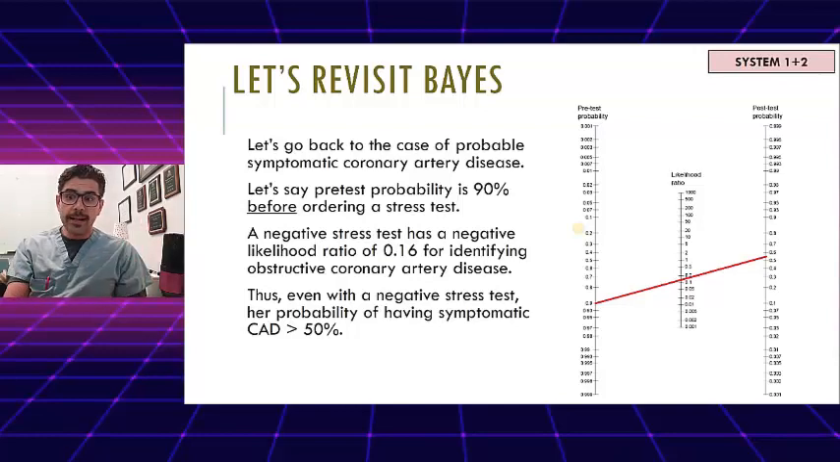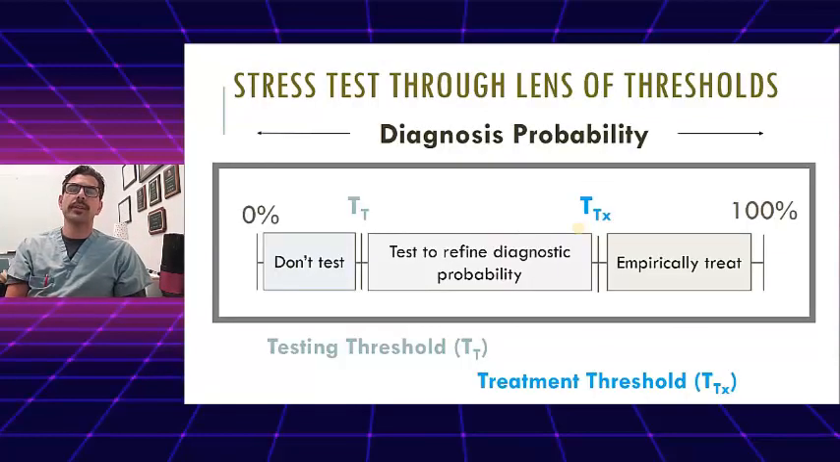I can use the concept of test and treatment thresholds to reason through that. So we can view the stress test, or really any decision making that we do in clinical medicine, around this concept of thresholds. And this concept has been around for over 40 years. It was introduced in the New England Journal of Medicine in, I think, the late 60s or early 70s in a series of articles.